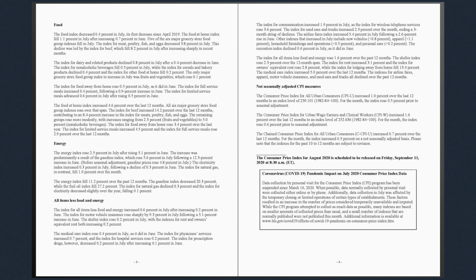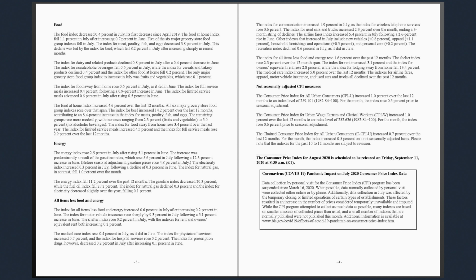The Consumer Price Index for urban wage earners and clerical workers (CPI-W) increased 1.0% over the last 12 months to an index level of 252.636, 1982-84 equals 100. For the month, the index rose 0.6% prior to seasonal adjustment.